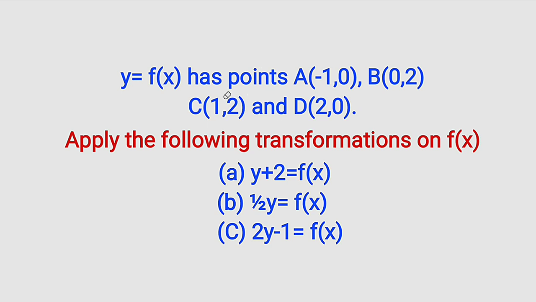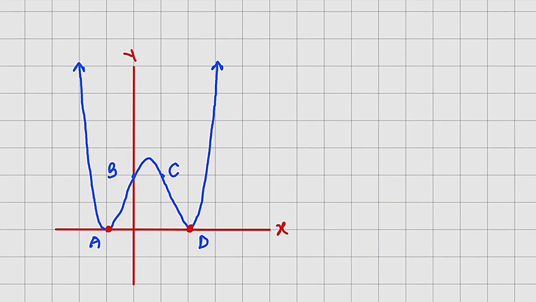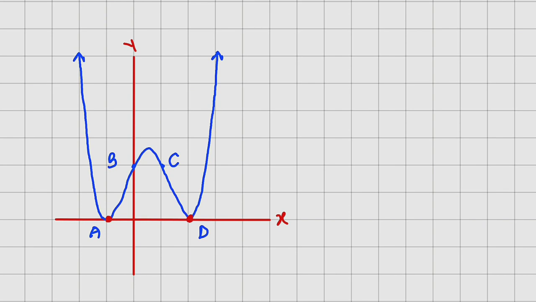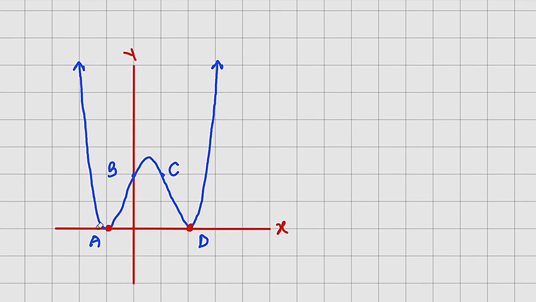Already I have constructed the graph of this function. You don't even have to know the function since the points are given. And here is the graph of that function. If you can relate, E is what? Negative 1, 0, where x is negative 1 and y is 0. So you can see a point here where x is negative 1, y is 0.